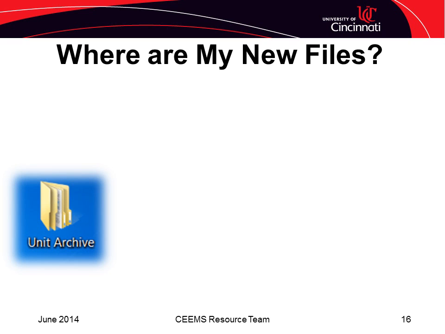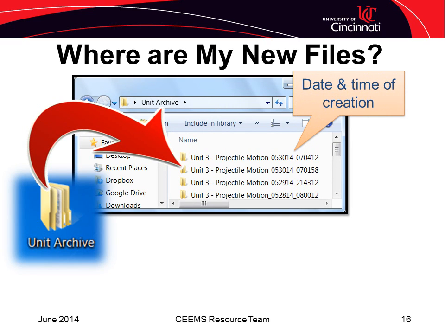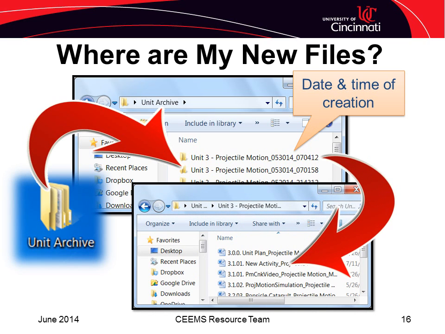When you click Create, a new folder is created in the Unit Archive folder on your desktop. You can identify this folder by the date and time appended to the end of the file name. If you double-click on this folder, you can view the newly created files. The only thing that has changed from the original files is the file name. The files that you originally copied into the Rename Files folder are still there and have not been altered.